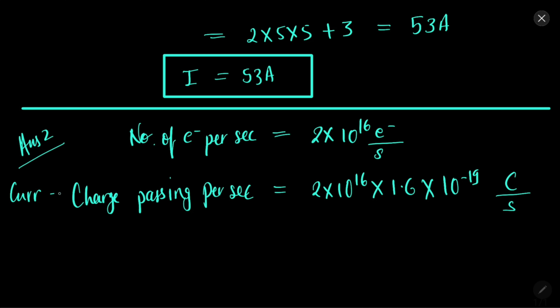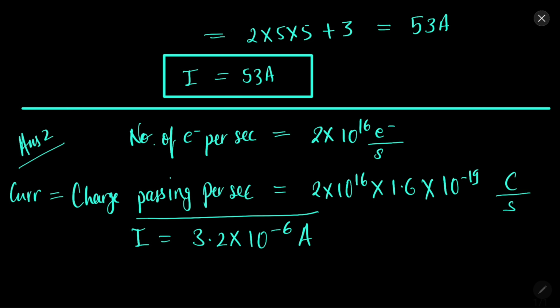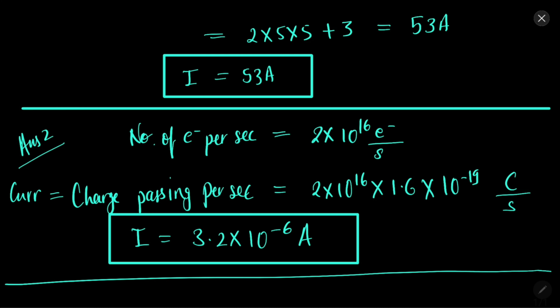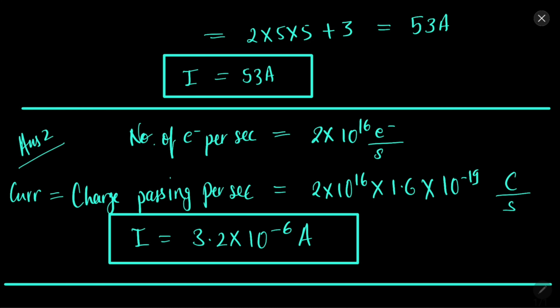Current is charge passing per second, so current will come out to be 3.2 into 10 to the power minus 6 amperes or coulomb per second. Oh, this is minus 3, 16 and 19, minus 3 will remain.